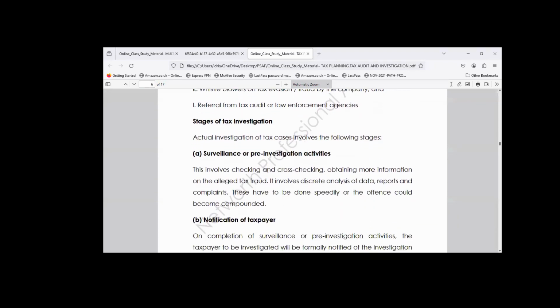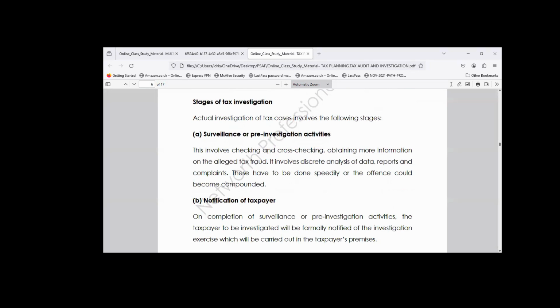Stages of tax investigation. What are the stages involved in tax investigation? Number one, surveillance reports or pre-investigation. When you want to do tax investigation on the company, you just don't go to the company. You need to go and carry out a surveillance report about the company, a background check on the company. You send people to the company first, disguised as if they want to do business with the company. So you carry out surveillance on them.